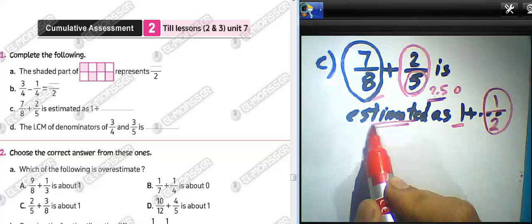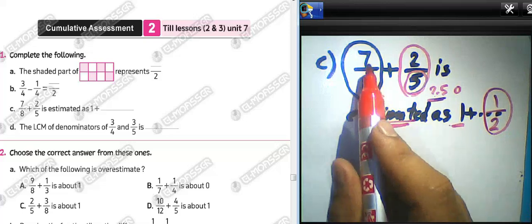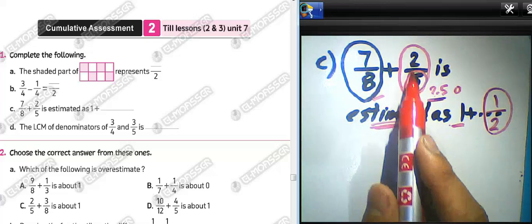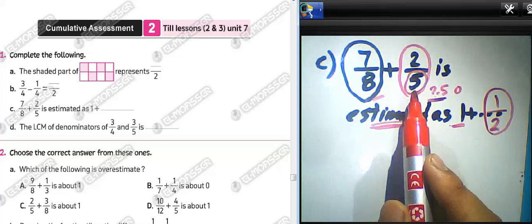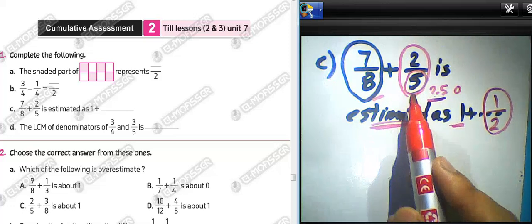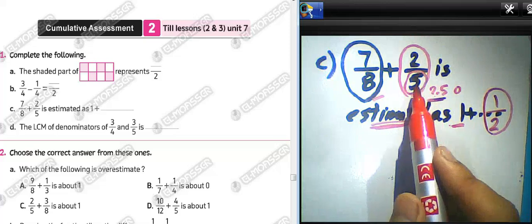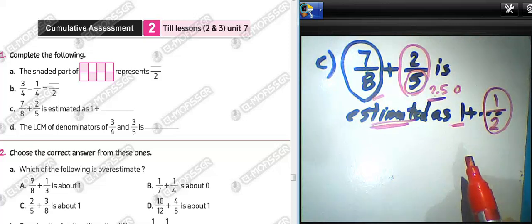We can write the estimate: the first one is 1 because 7 is nearest to 8, and 2 over 5 is nearest to half of this number because half of 5 is 2.5. Then 2 over 5 is nearest to 1 over 2.